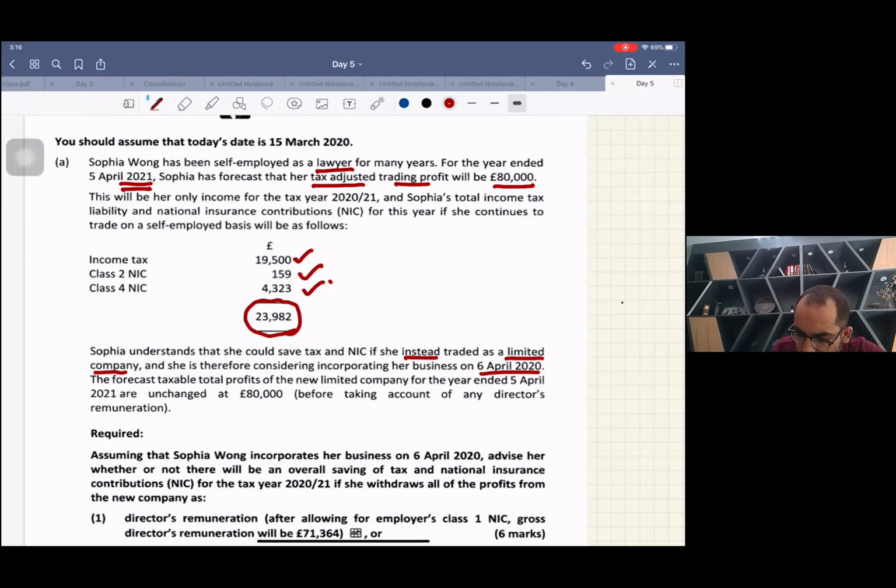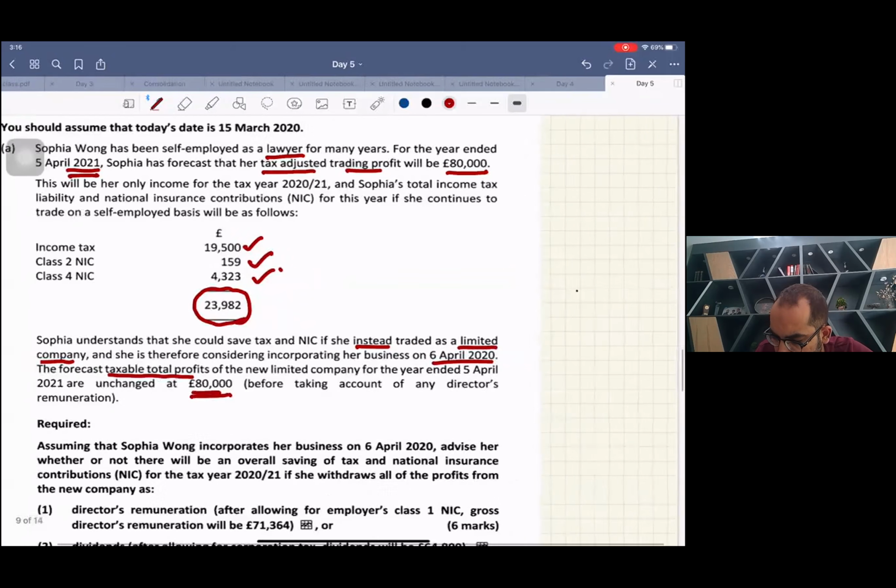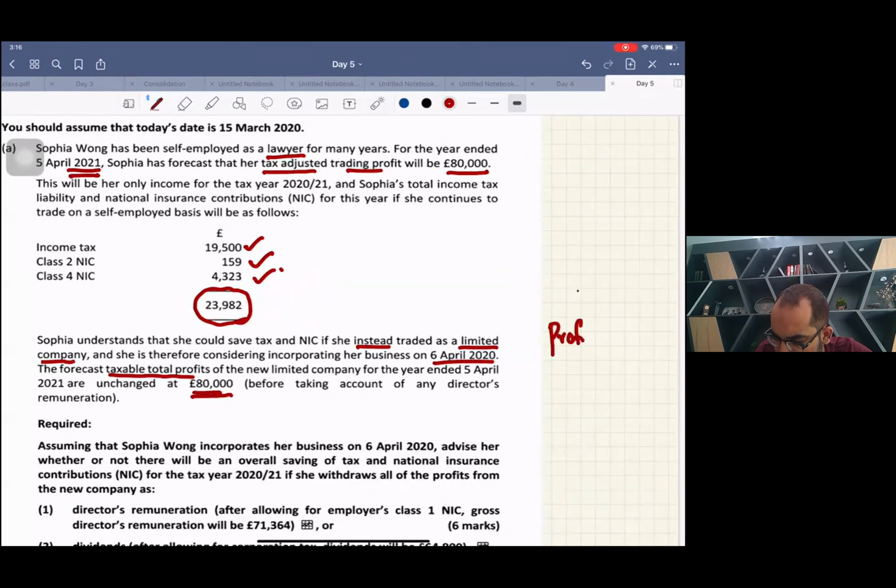Sophia understands that she could save tax and NIC if she instead traded as a limited company, and she is therefore considering incorporating her business on 6th April 2020. She's planning to open up a company. Now, the forecast total taxable profits of the new company for the year ended 5th April 2021 are unchanged at 80,000. Listen, the profits for this company are going to be the same 80,000, right?